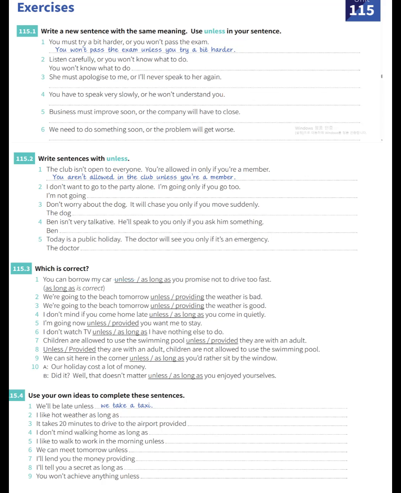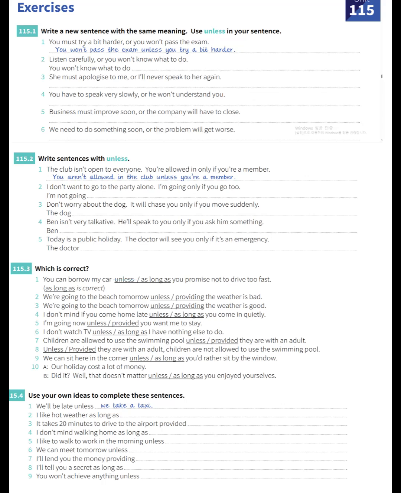So here, when you write the sentence with unless, you're not going to talk about Ben not being very talkative. You're only going to talk about the second sentence, which is he'll speak to you only if you ask him something. The first sentence won't be very important when you're rewriting the sentence using unless. So it'll be: Ben won't speak unless you ask him something. Why will he not speak unless I ask him something? Because Ben isn't very talkative.